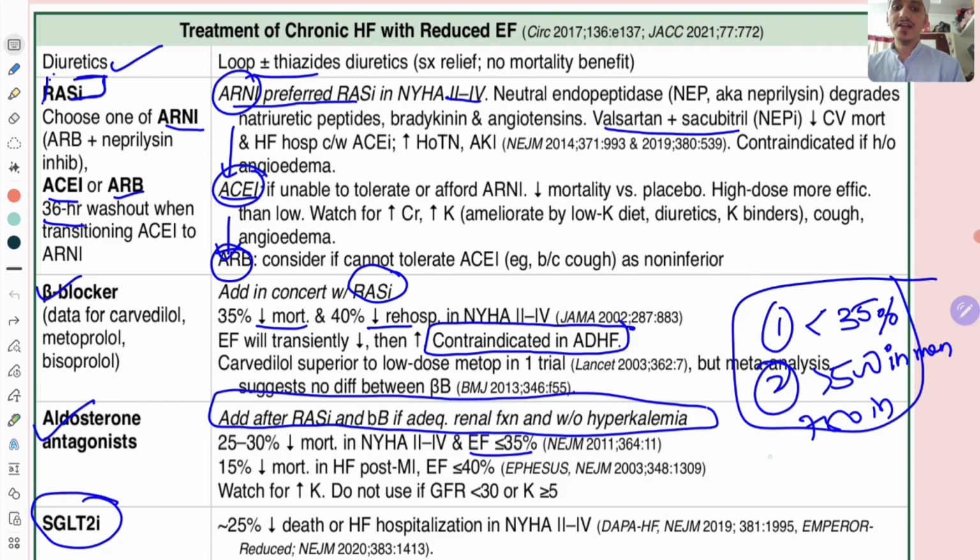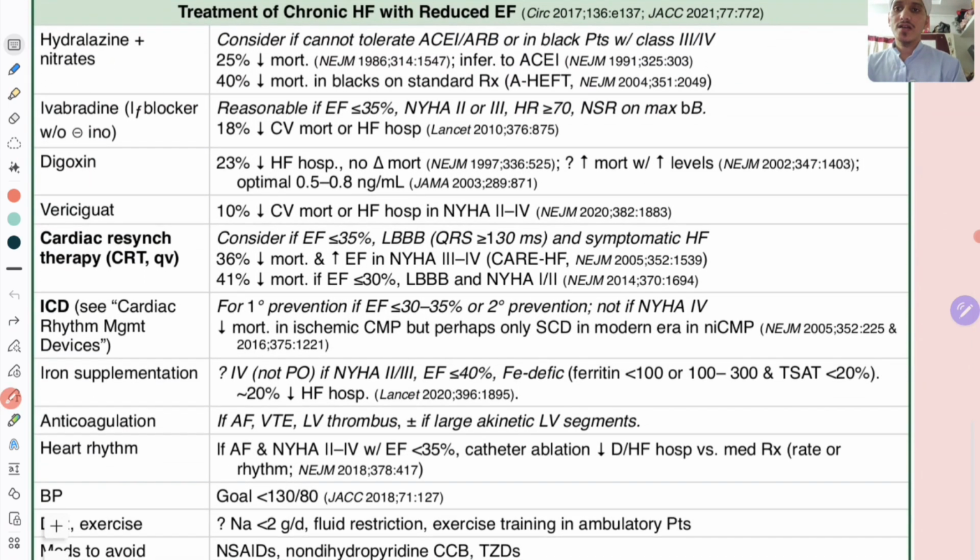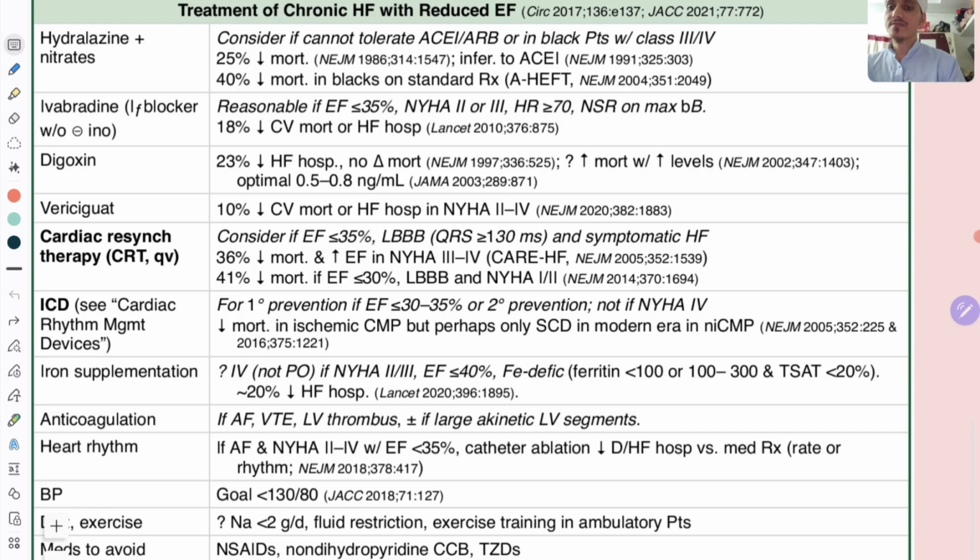SGLT2 inhibitors, regardless, you should use in all patients of heart failure. So the same thing is continued here. You should use this if the patient is not able to tolerate an ACE inhibitor or ARB, or in black patients with class 3 to 4. They are not as effective as RAS inhibitors, but they do decrease the mortality.